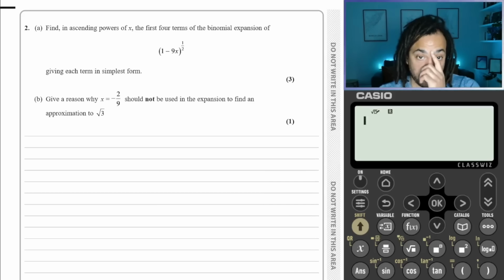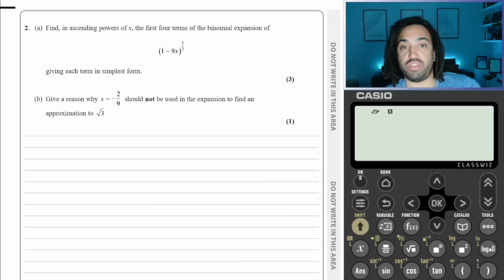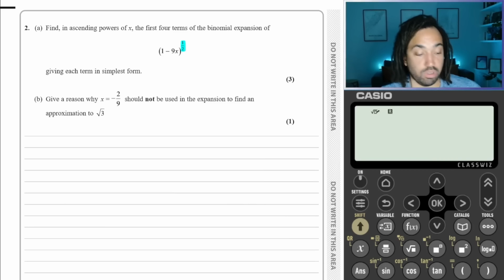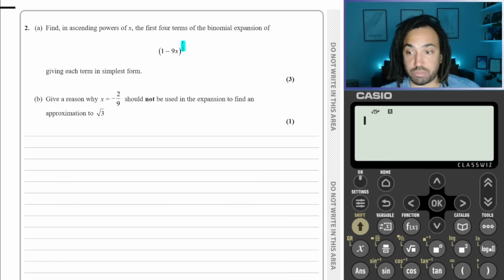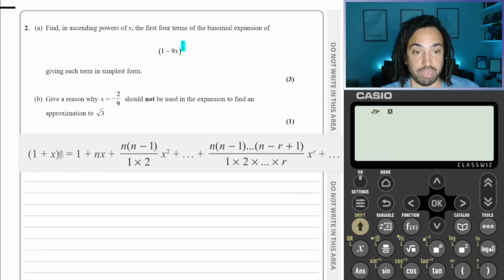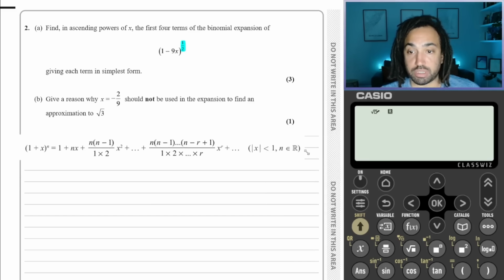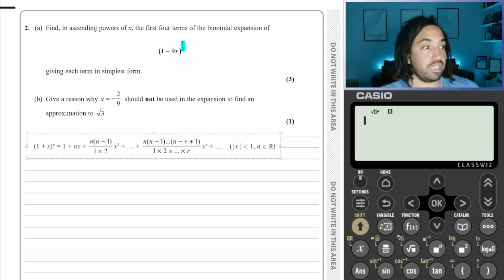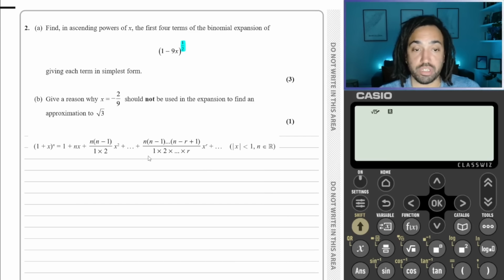Okay, question 2. It says find in ascending powers of x the first 4 terms of this binomial expansion. So first thing to notice is that we have a fractional power, which means we're going to need to use the formula for the binomial expansion that we can use with any given power. That is in our formula book, and it looks exactly like this. Okay, so we're going to use that.